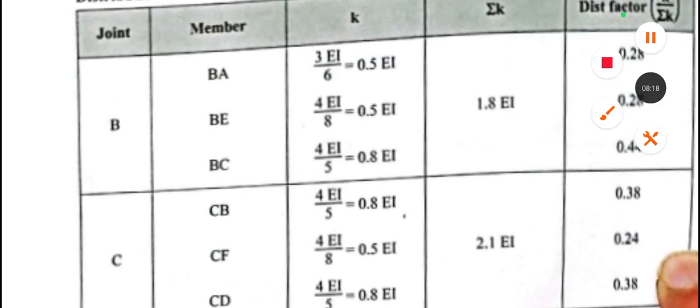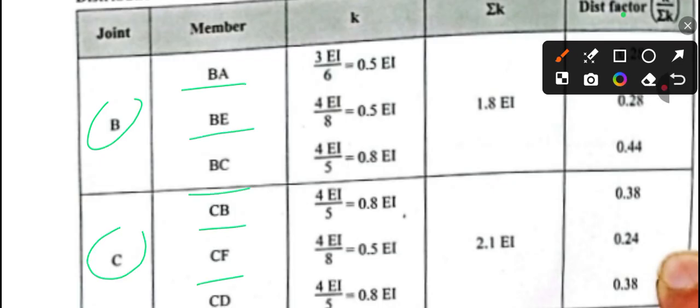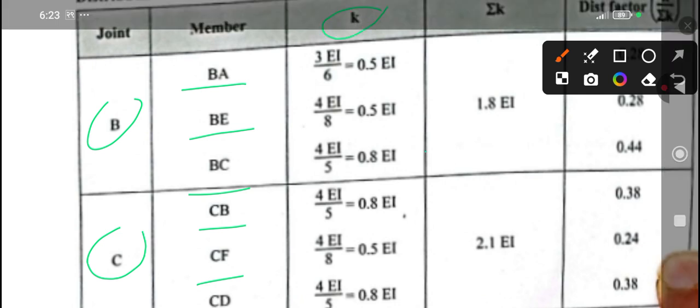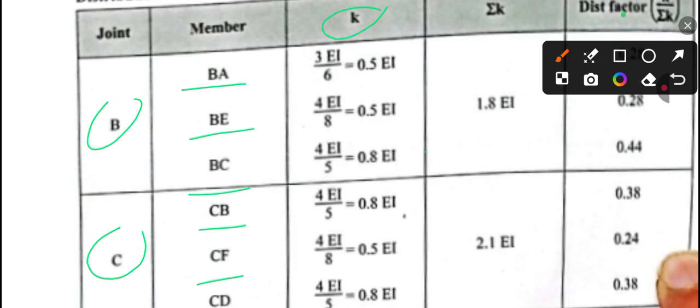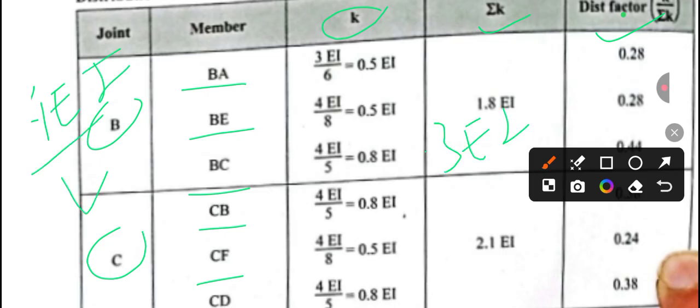So as I said, for the B we have three different member joints, and for the C we have three different member joints. Okay, now we need to calculate the value of K, that is the distribution factor. First we need to calculate the value of K, then sum K, and then we can calculate the distribution factor. For the value of K, we have only two formulas. First one is 4EI by L and another one is 3EI by L.